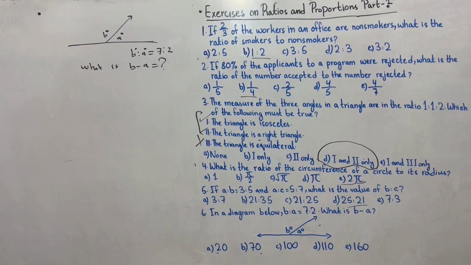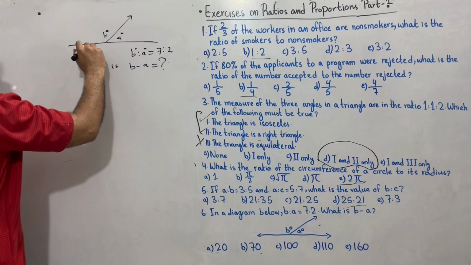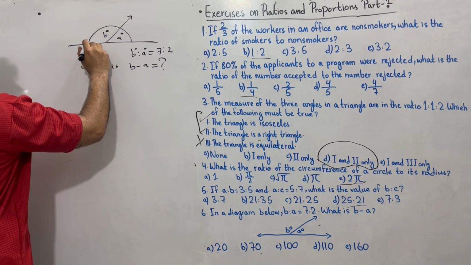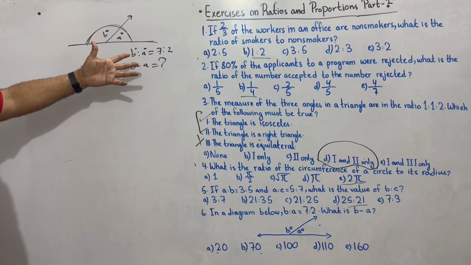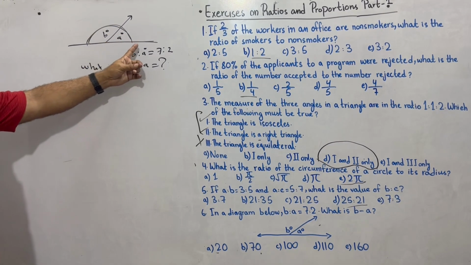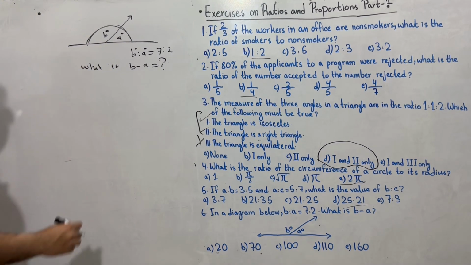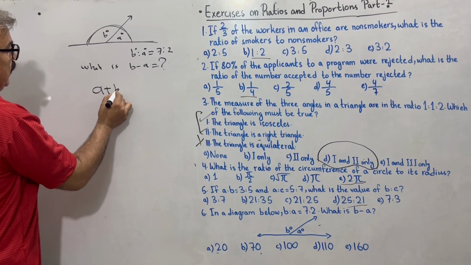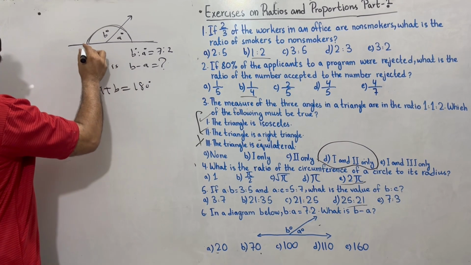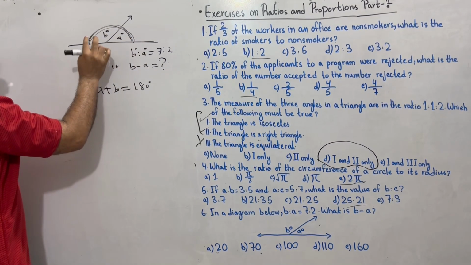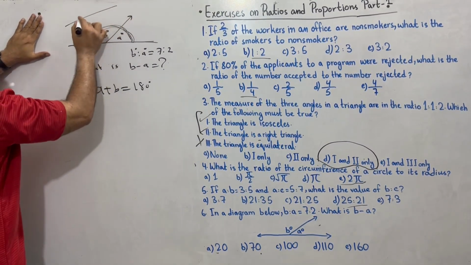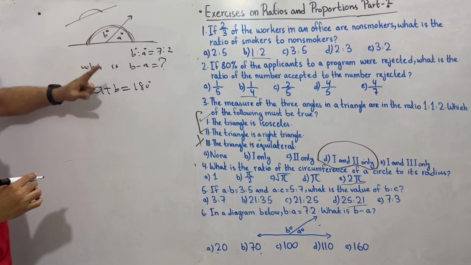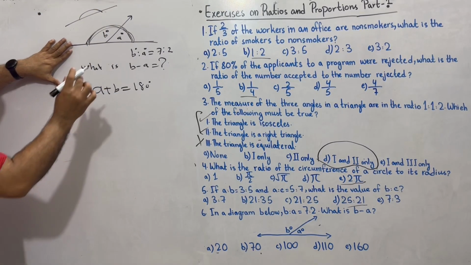First, we have no idea about B or A, but this is a linear pair. A straight line measures 180, and if there are two angles on it, they sum up to 180. So the sum of A and B is equal to 180 degrees by virtue of the straight line, by virtue of the linear pair of A and B. B plus A is equal to 180. Then what is the ratio?